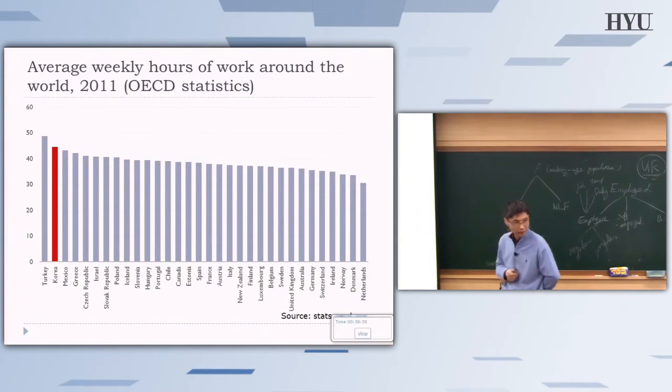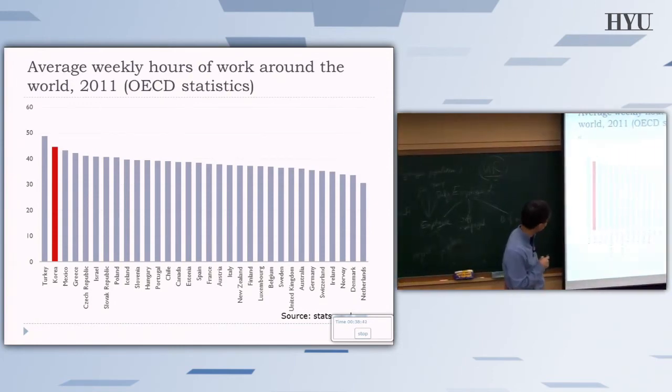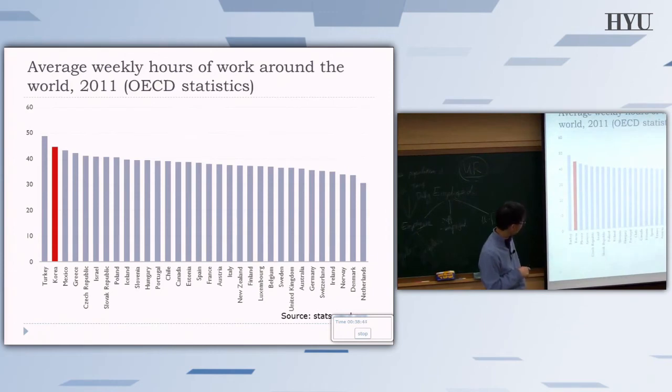Korea is the second longest, about 40-something at that time; I think it's still like 43, 44, something like that. And then we have Mexico, Greece, and then it goes down and down. In the middle, we have France, Spain, Austria, Canada, which are now less than 40 hours, right? And then the shortest hours, a little more than 30, are the Netherlands, Denmark, Norway, North European countries, Ireland, Switzerland, Germany. These are shorter. Okay.